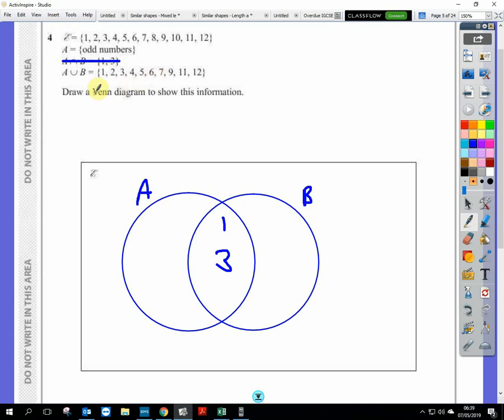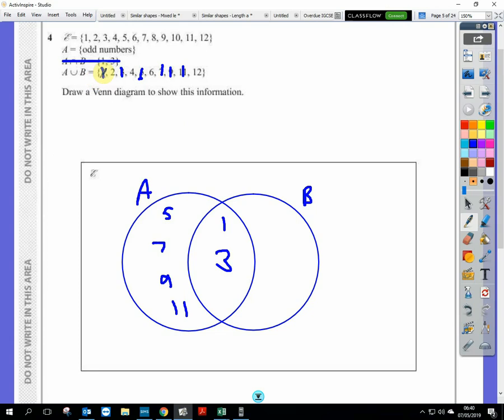A union B are these numbers, and A is odd numbers only. Okay, so let's have a look at A union B. That's all three parts here, but we know that A contains odd numbers only. Now I've already used the 1 and the 3, so I'm just going to cross those out and write all the other remaining odd numbers in A. So we have 5, 7, 9 and 11. Let's cross those off. 5, 7, 9 and 11.